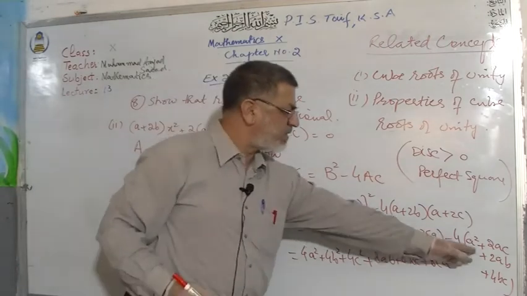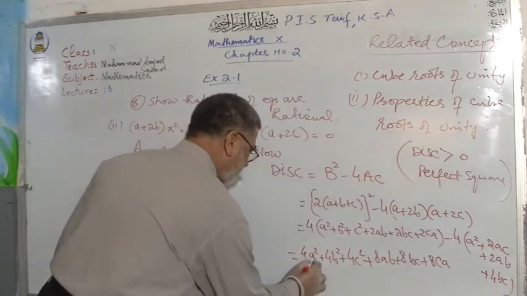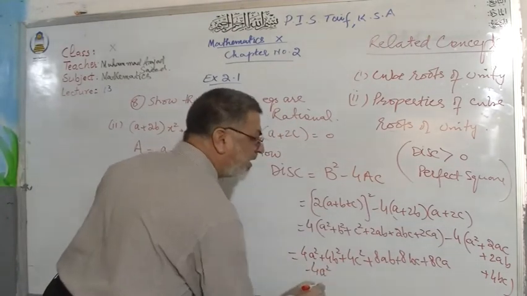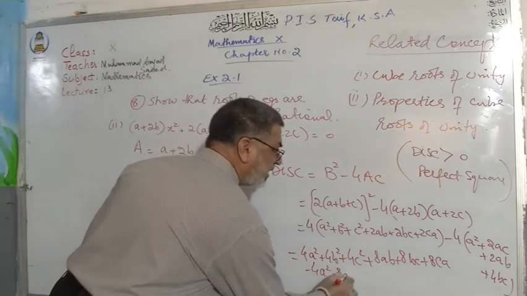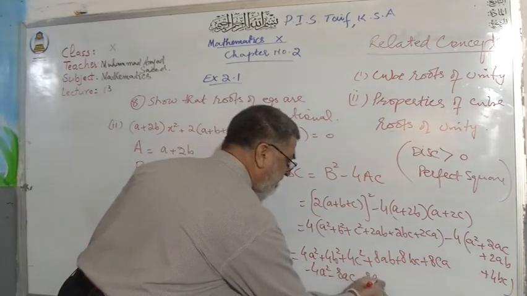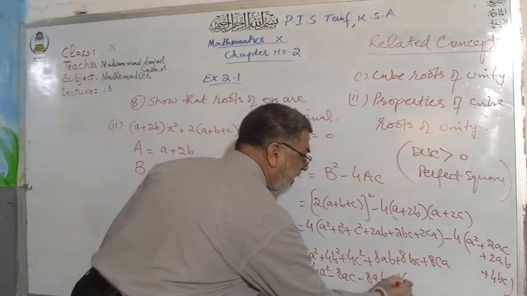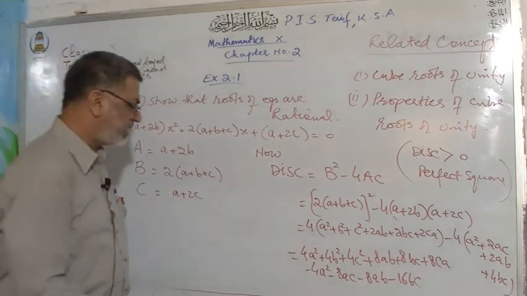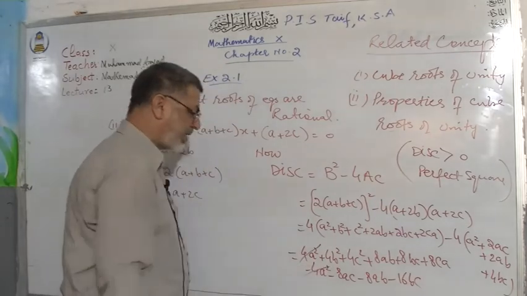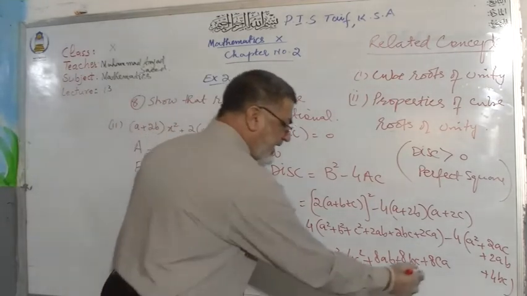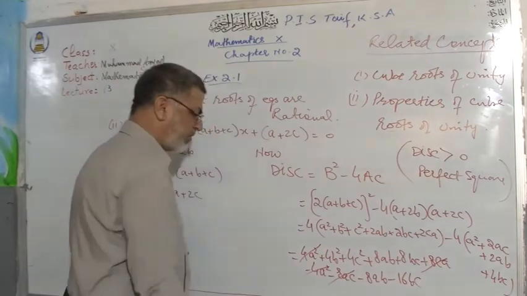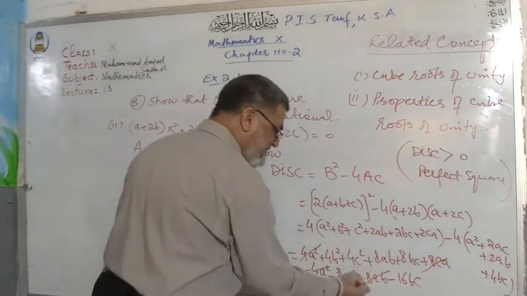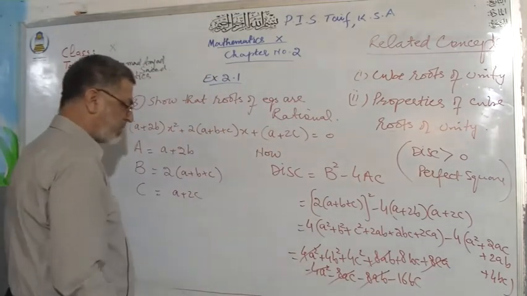Now we will open up this bracket also. That is minus 4a square minus 8ac minus 8ab minus 16bc. Now dear students, 4a square cancelled out. 8ac and 8ca, they are cancelled out. 8ab positive and negative, they are cancelled out.